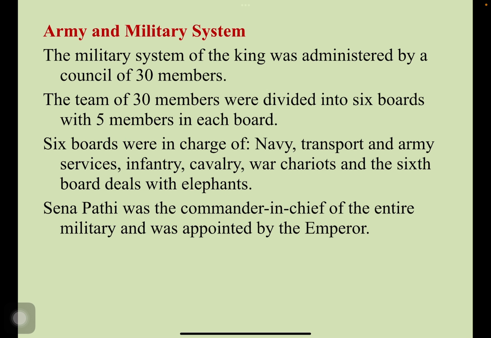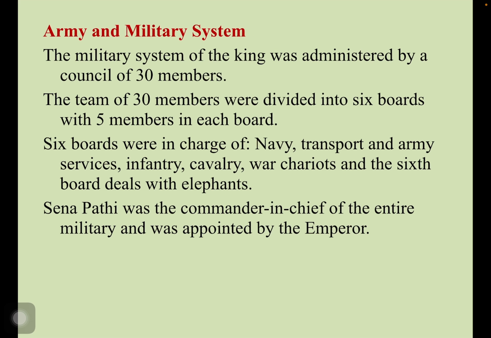Army and military system. The military system of the king was administered by a council of 30 members. The team of 30 members were divided into 6 boards with 5 members in each board. The 6 boards were in charge of navy, transport and army services, infantry, cavalry, war chariots and elephants.